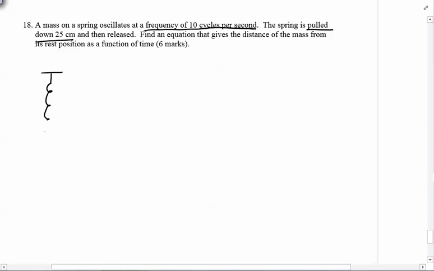It's being pulled down 25 centimeters. I'm going to draw a middle line that represents where the spring used to be, and I'm pulling it down a distance of 25 centimeters.